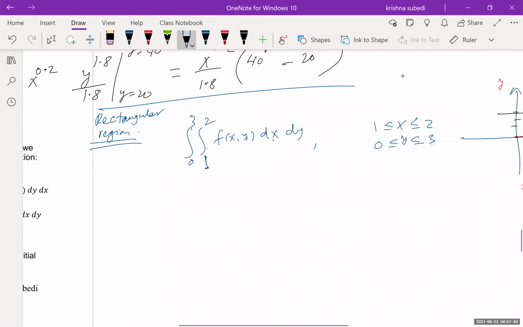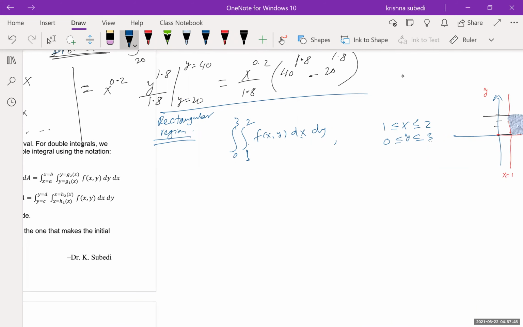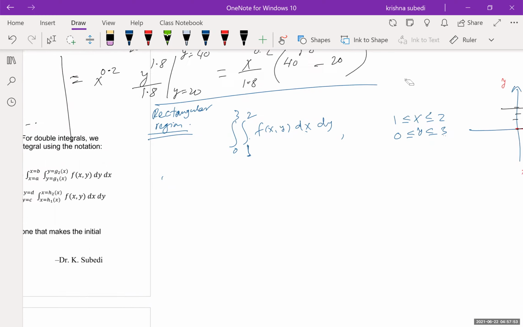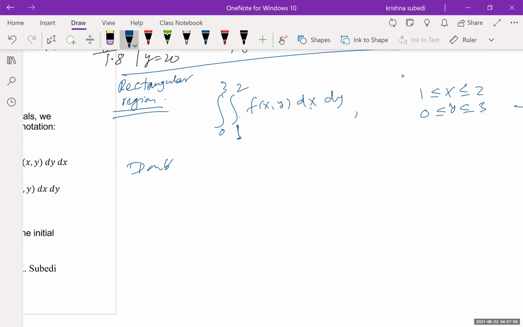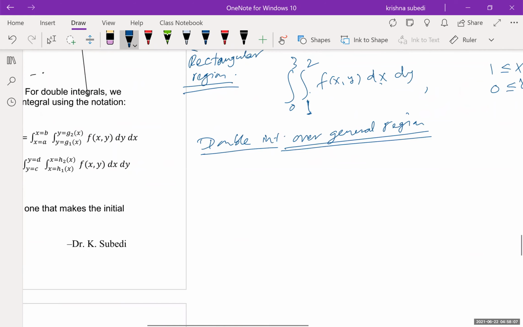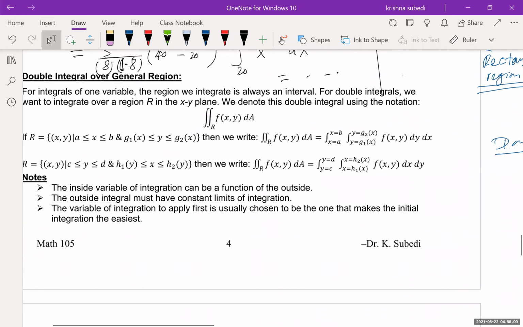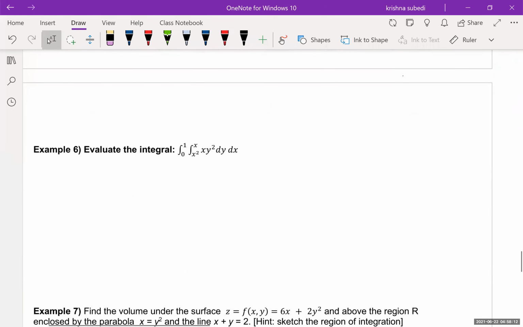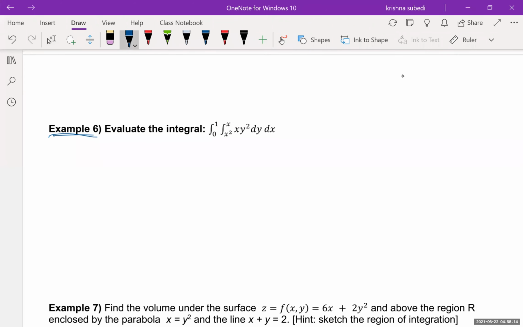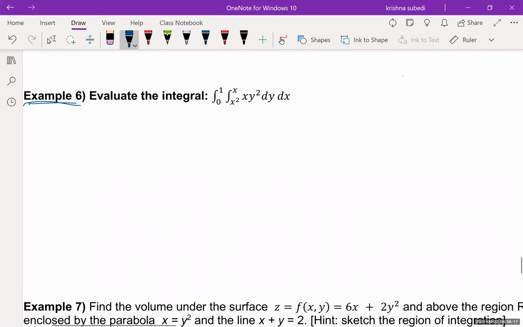Now, today we'll focus our attention on general region, okay? Integrals, double integral over general region. Okay, let us look at this example first, and then we talk about that in a minute. Sorry, example six. Evaluate the integral.